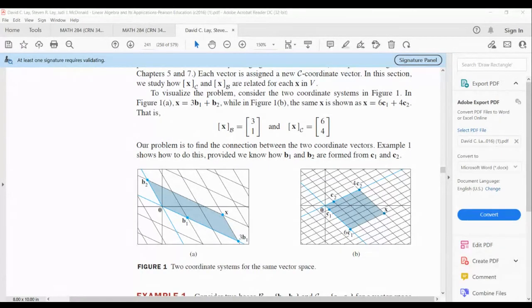But in the picture on the right, the vector x, if you use the basis vectors c1 and c2, well, from the origin, if you move 6 c1 units, and then from there move 4 c2 units, you arrive at the vector x. So the coordinate vector of x relative to basis c is equal to 6, 4.